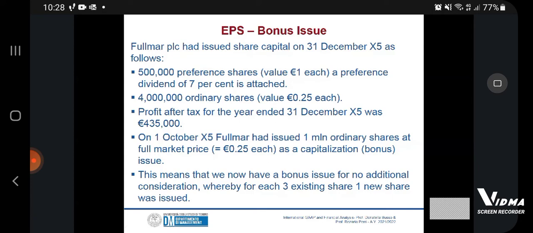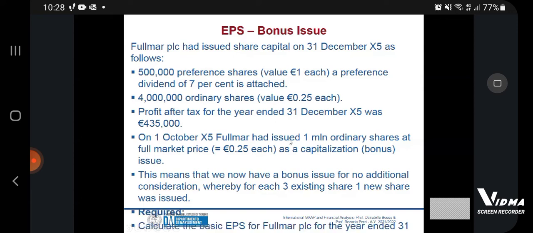Please, this is important. Again, if we have 3 million shares outstanding, and we decide to issue 1 more million as a bonus issue, this means that I'm issuing 1 new share for each 3 existing. This ratio has its own importance in the calculations. So the ratio for issuing the bonus is 1 to 3 existing shares.